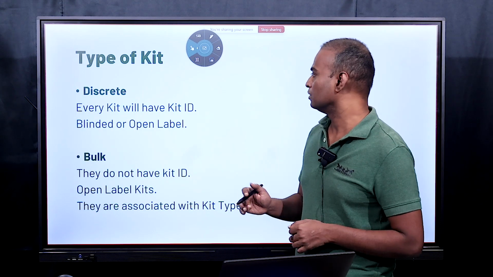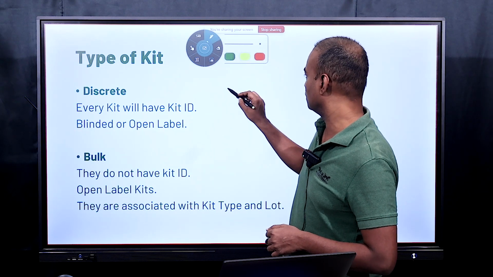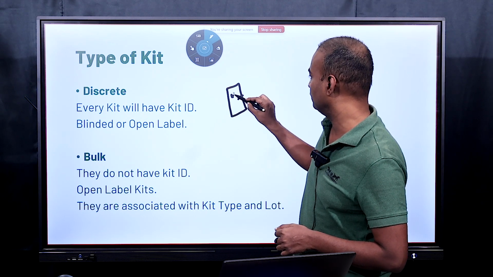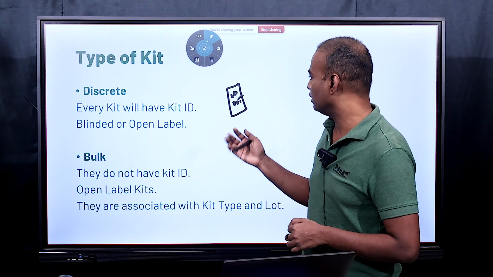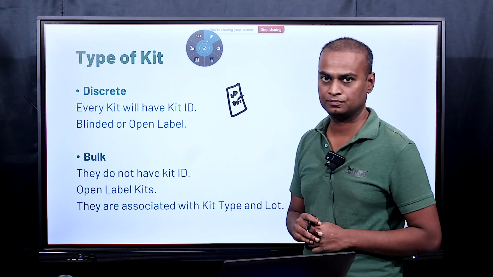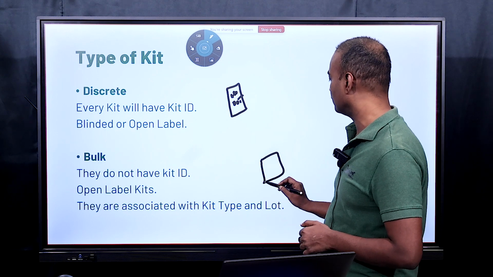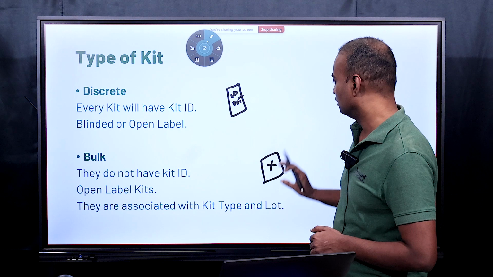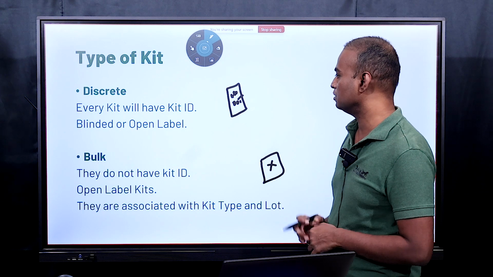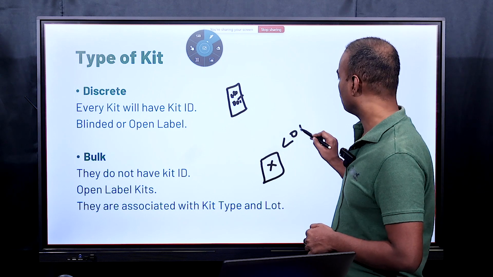This is a higher concept. I told there is a bottle, and we give it a name, maybe AB001. When every kit has an ID associated with it, that is called a discrete kit. We can also use kits in clinical trials that will not have an ID. There is no ID here. Then this is called bulk. The important thing you need to consider while giving bulk is that every bulk kit should be associated with a lot ID.